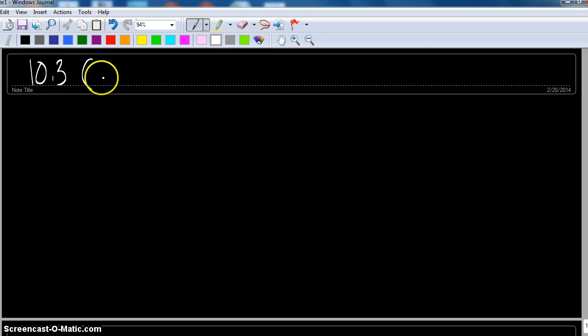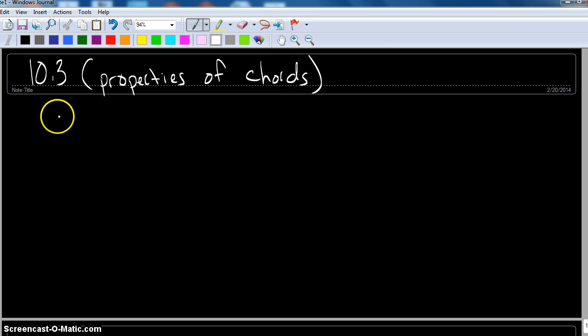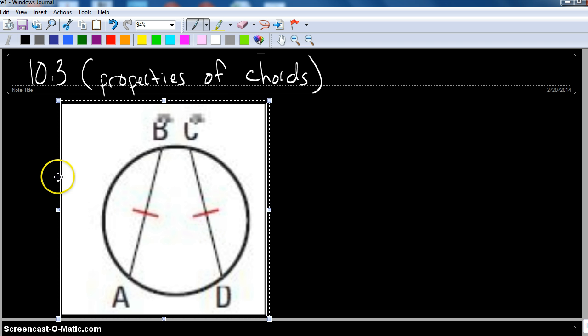And 10.3 is about properties of chords in a circle. There are about 3 or 4 properties that we need to go over, and they're not real difficult. The first one we'll go over is this one.